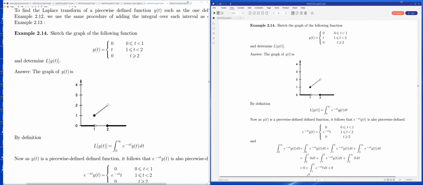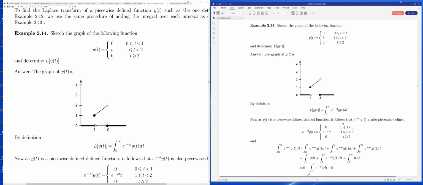Between 1 and 2, y of t is equal to t. So this product over here is going to be the exponential times t, which is this. And then for t bigger than or equal to 2, your function is exponential times y. But in this case, y for t bigger than or equal to 2 is equal to 0, so you're going to get exponential times y equal to 0 for t bigger than or equal to 2. So this function inside here consists of these three pieces.